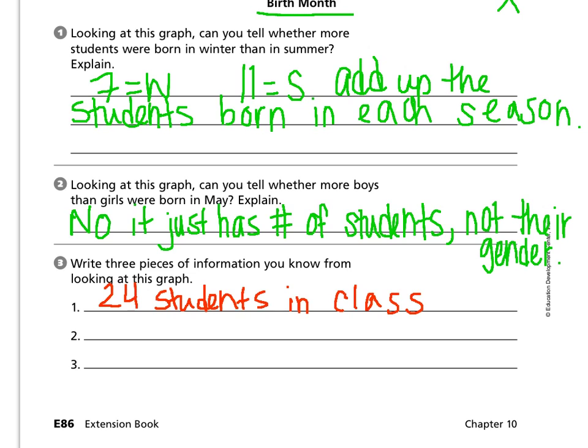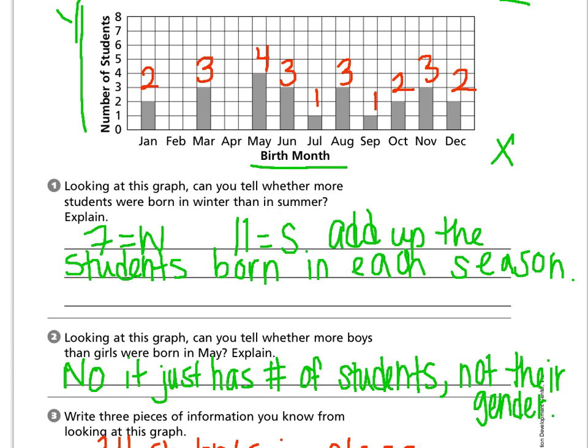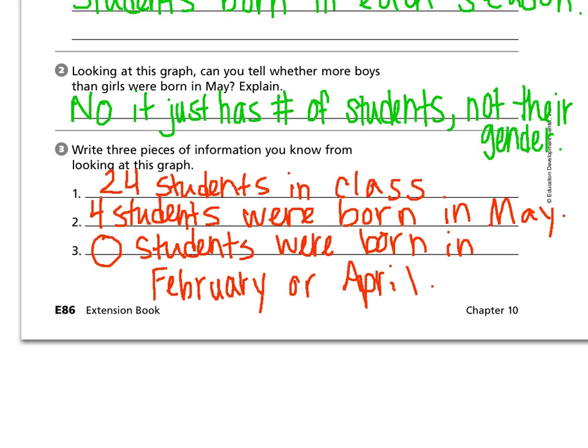Now I can go back and look at how many were born in a certain month. I know that there were 4 born in May, so the most that were born in one month would be 4. And I know that there were 0 born in February and April, so I'm going to use that information to make a statement. Remember, there are other statements that you can make from using this data. These are just 3 pieces of information you know from looking at the graph.